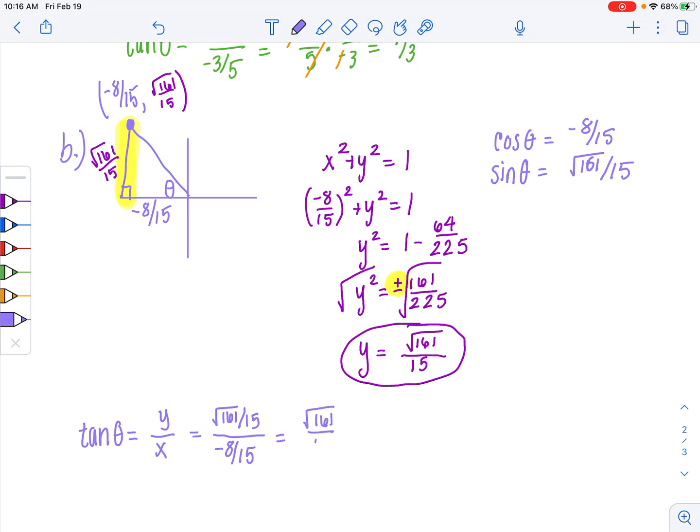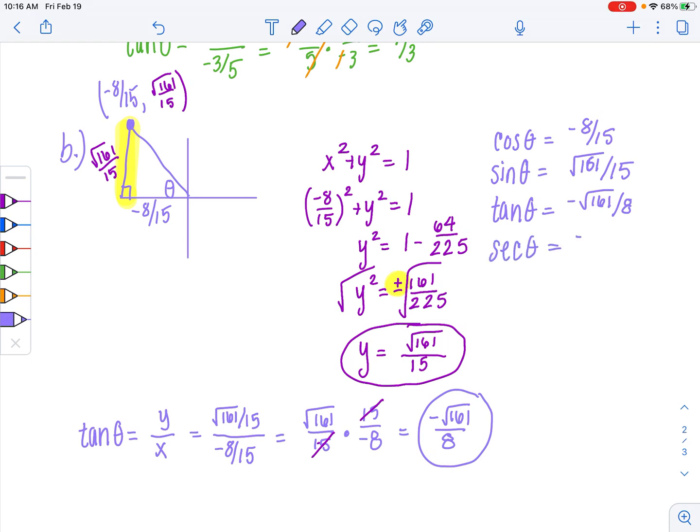Don't divide by a fraction. Instead, multiply by that reciprocal. My 15s will cancel. You're left with negative square root of 161 over 8. That is your tangent. The next three are the reciprocals.